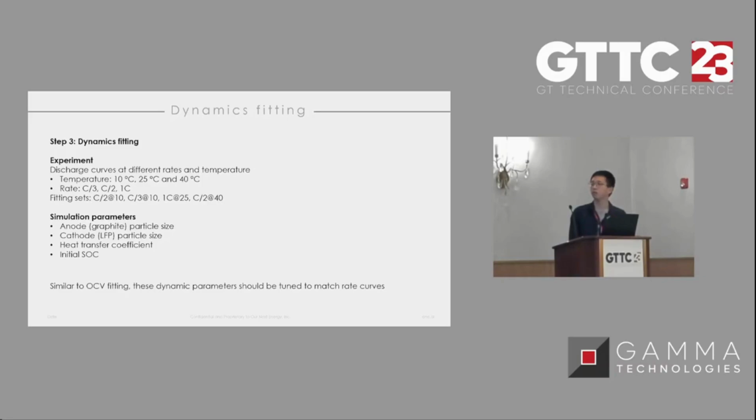In terms of the parameters we want to calibrate in the model, they include the anode particle size, the cathode particle size, the heat transfer coefficient to calibrate the thermal effect, and also the initial SOC. The reason we include SOC is that although in the experiment we design every cell to be discharged at 100% SOC, we know that there is some slight difference when we charge the cell. So we allow the initial SOC to be slightly changed in the model. And similar to OCV fitting, these dynamic parameters should be tuned to match the rate curves.